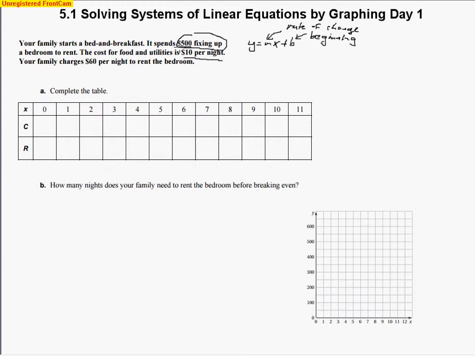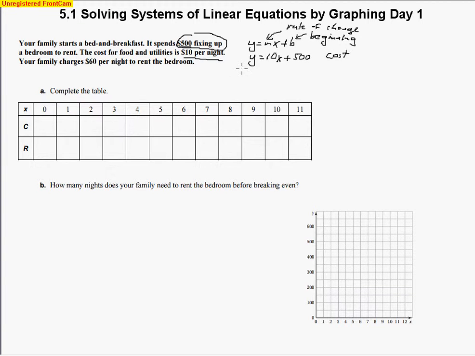And so whenever we're looking at the slope, we look at the two different variables we have: dollars and the number of nights somebody spends at the bed and breakfast. That tells us that the dollars per night would end up being our slope. So we're going to write that as y equals m, which is our $10 per night, times the number of nights, plus the $500. That is our cost equation.